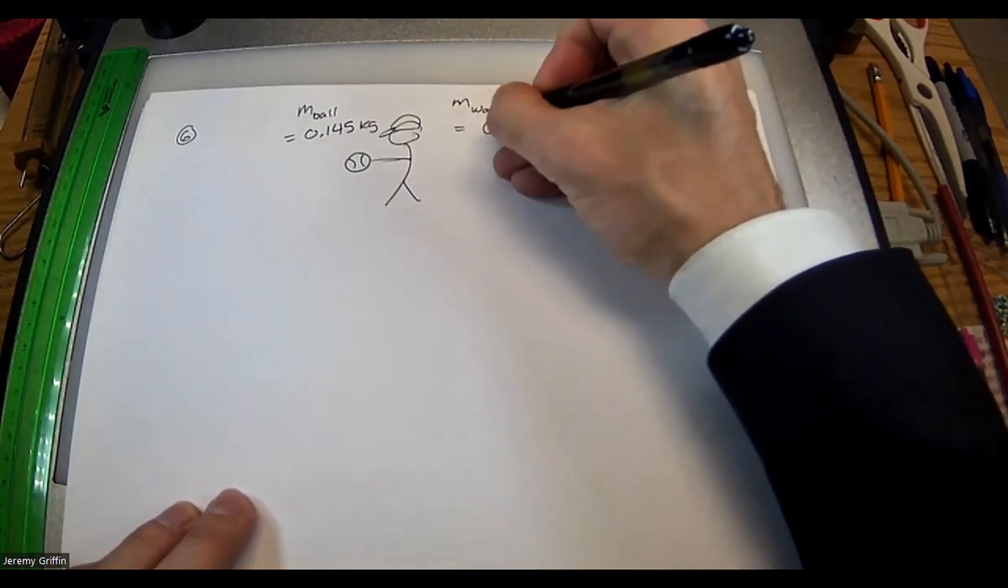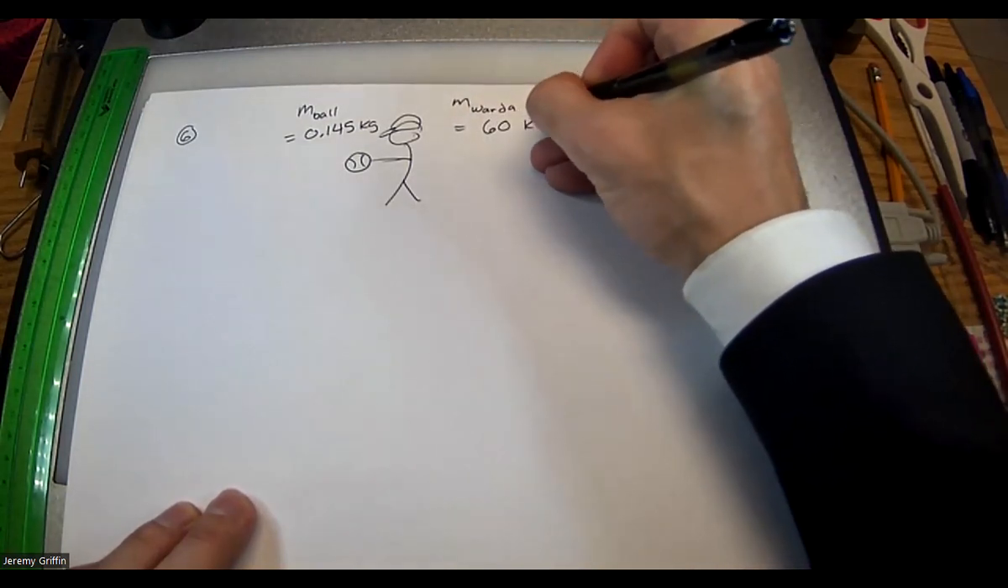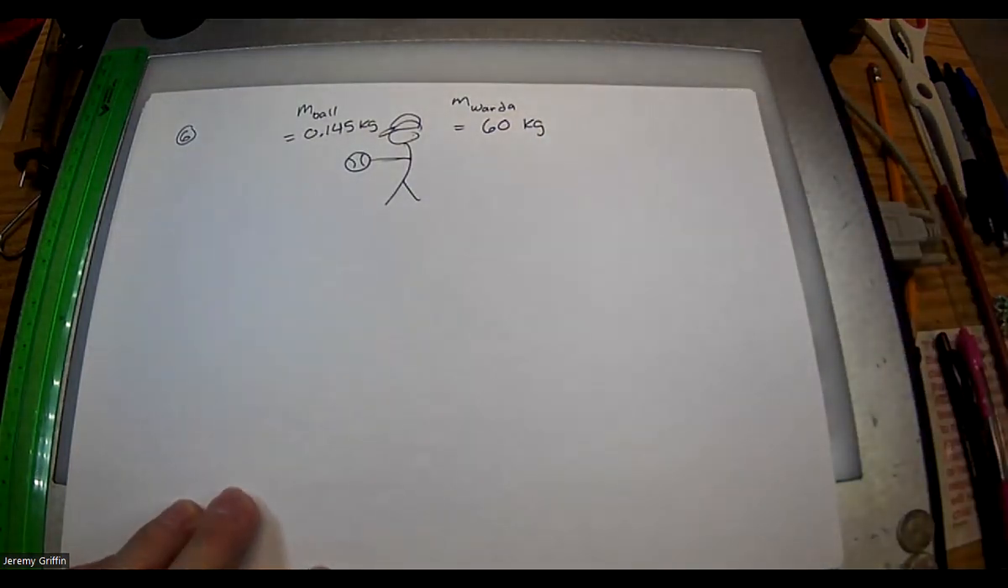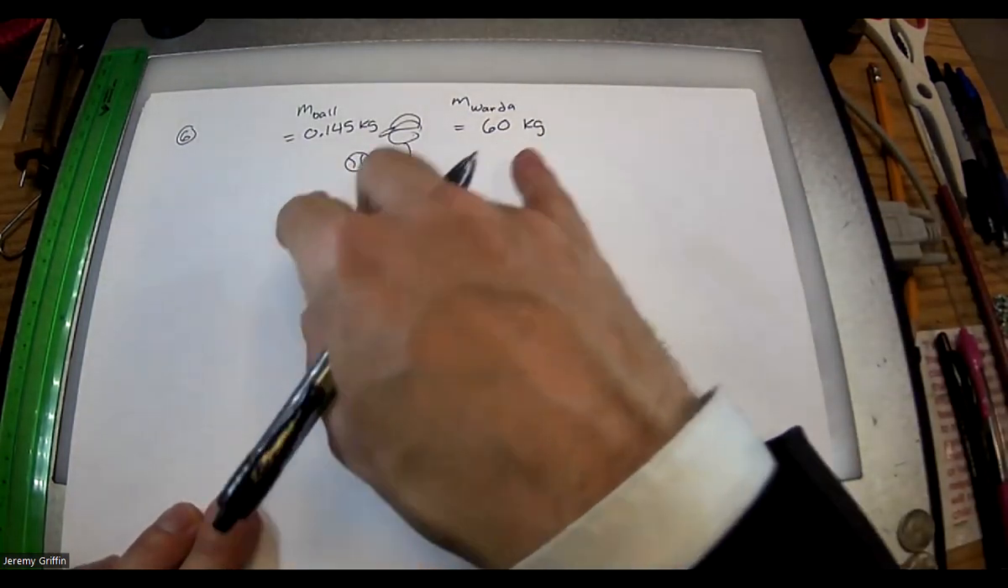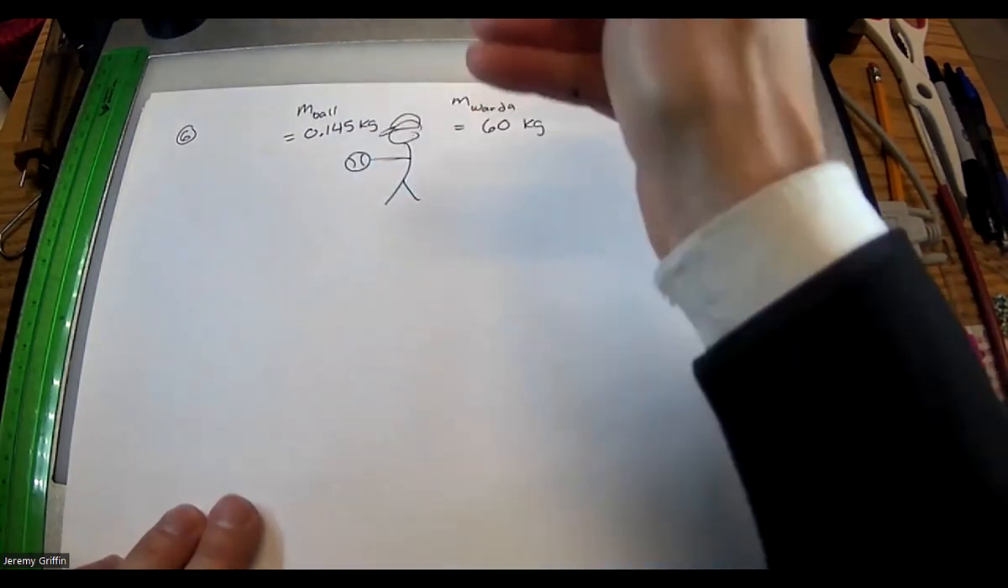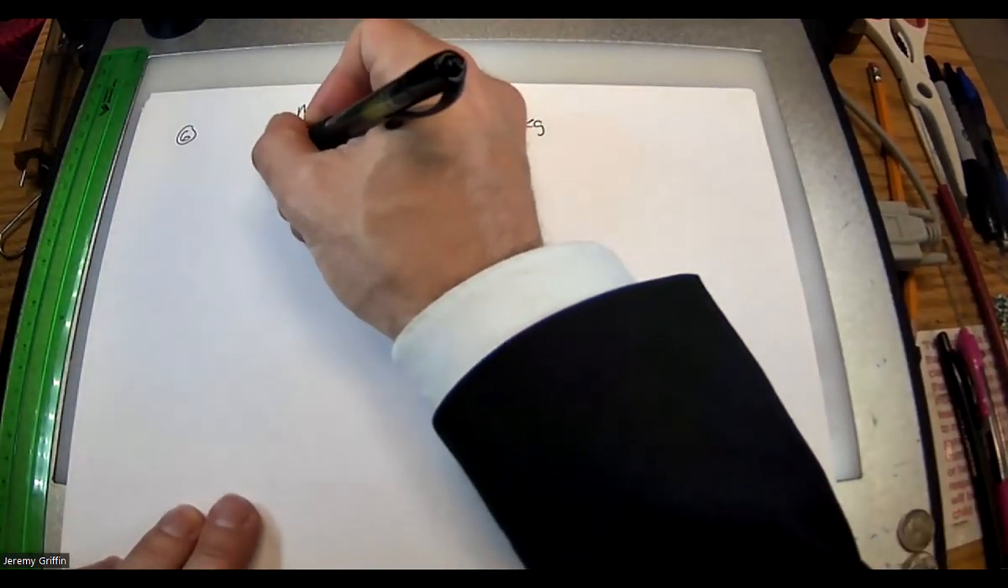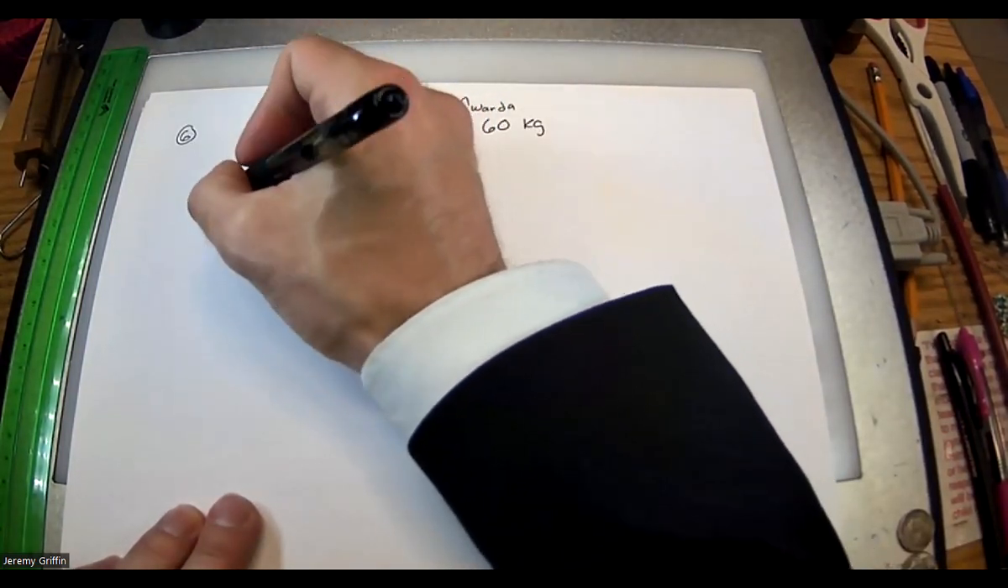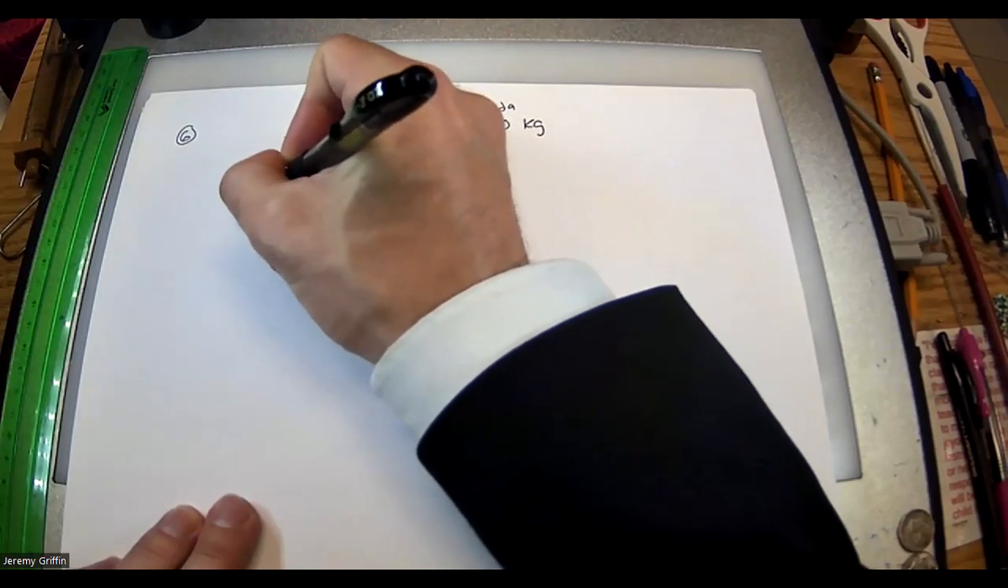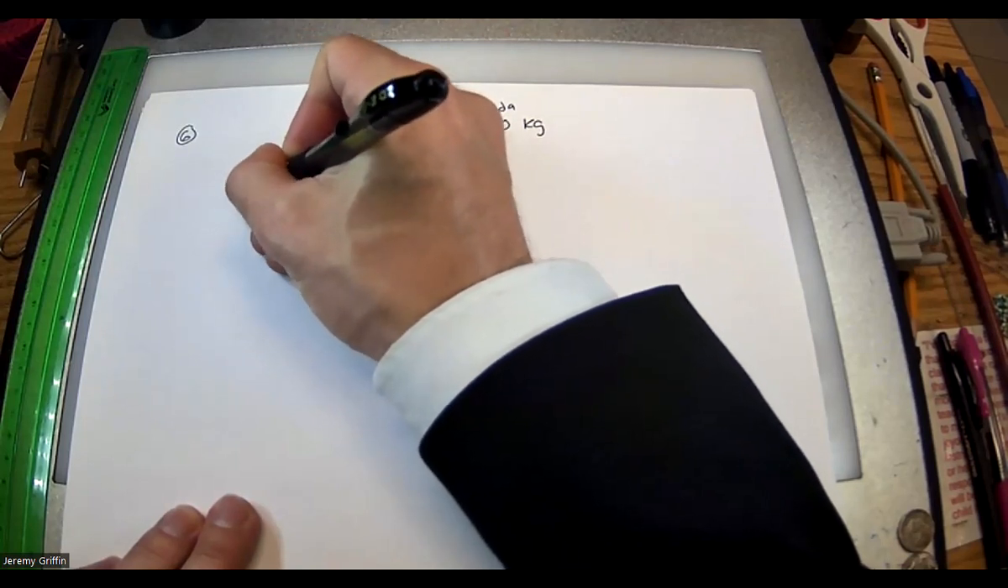Probably like, let's call her 60 kilograms, maybe something like that. I don't know, like 3rd grade or something. Probably less than that, but let's just run with it. Okay. And let's say she's going to throw the ball at V throw. Well, I'll call it V ball. How about that? V ball.